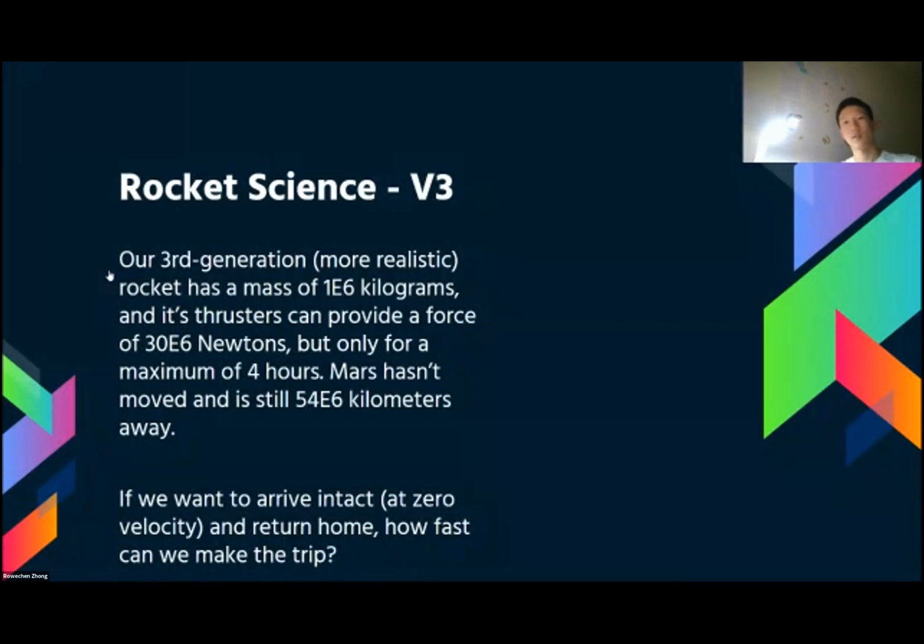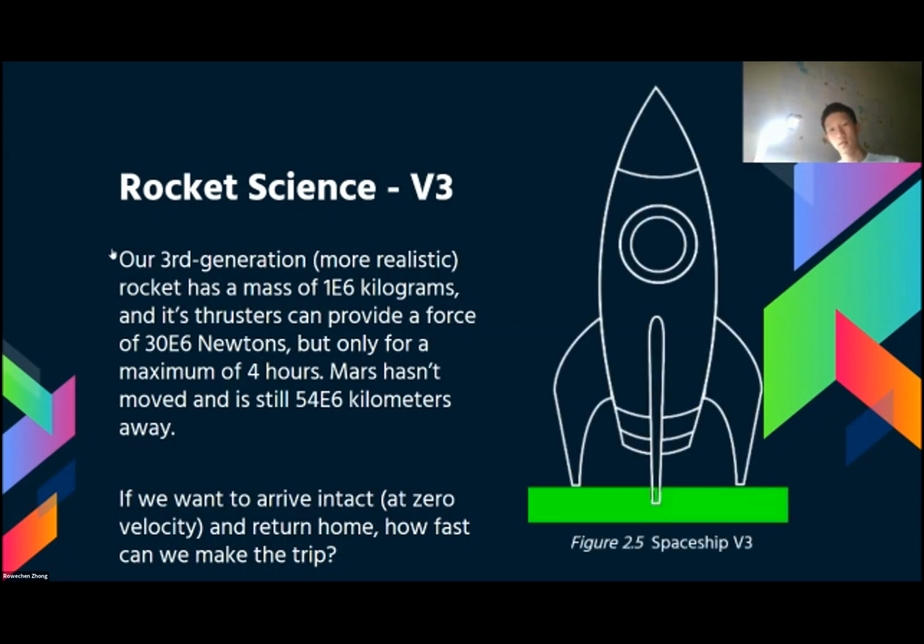Version 3. Our 3rd generation rocket. More realistic. This rocket has a mass of 1e6 kilograms. That is a very realistic mass of a rocket. Its thrusters can provide a force of 30e6 newtons. I couldn't get the exact numbers, but I'm pretty sure that's semi-realistic. But only for a maximum of 4 hours.